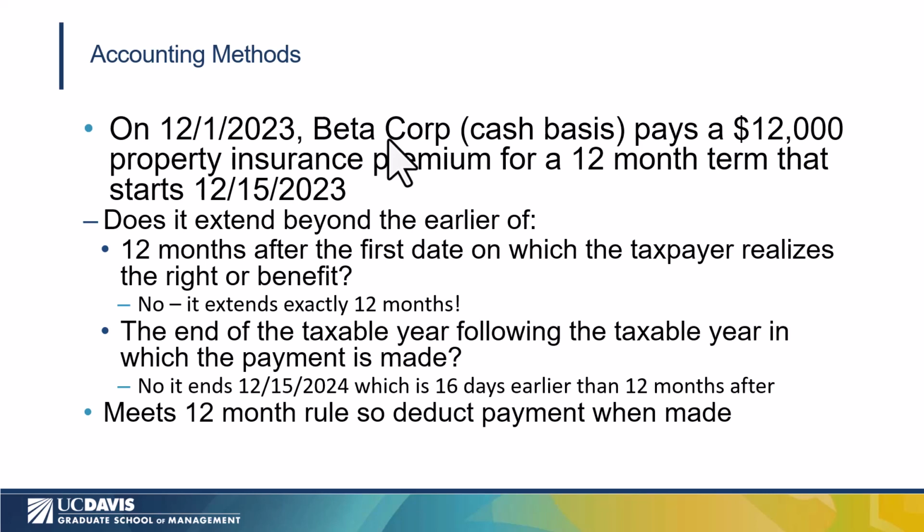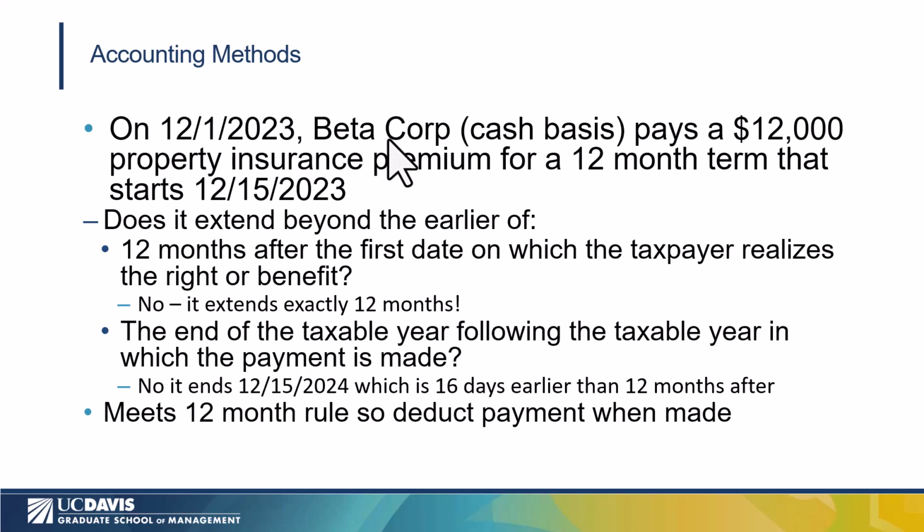Does it end after the end of the taxable year following the taxable year in which the payment's made? Well, no, it's going to end 12/15/2024. So it ends before the end of the next taxable year. So as a result, now let's make sure we understand that, right? This is the rule that sometimes trips people up.